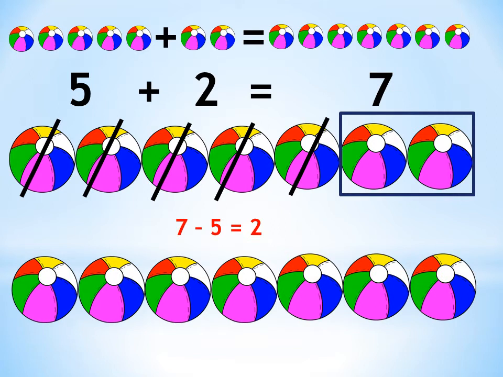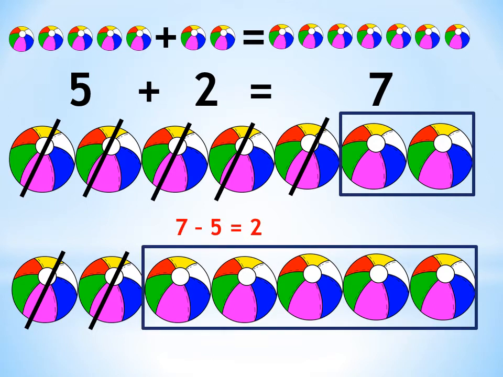And if we remove 2 balls from 7, 1, 2, how many balls are left? Yes, 5 balls are left. Means 7 minus 2 is equal to 5.